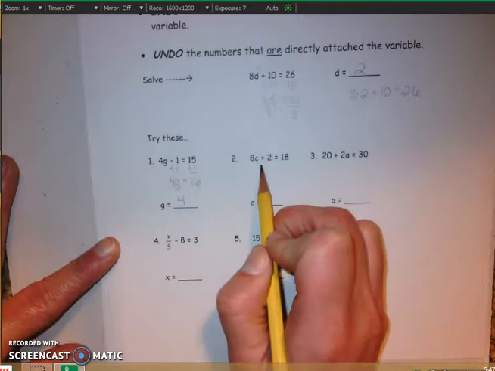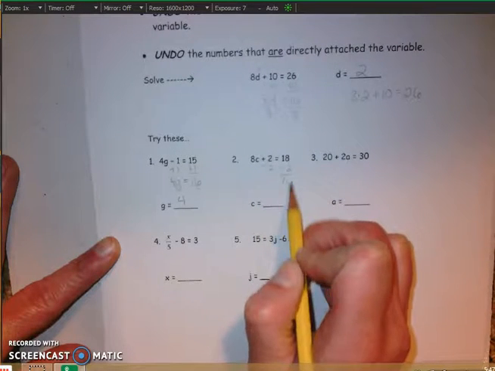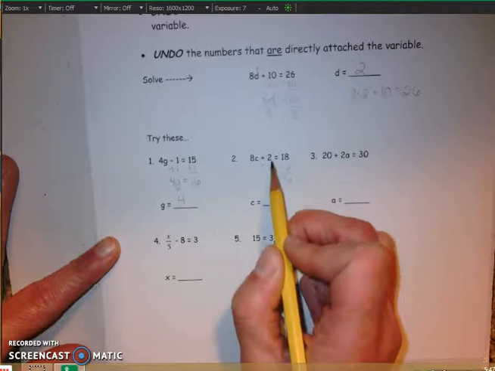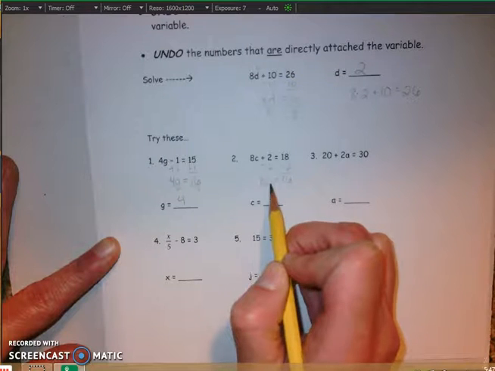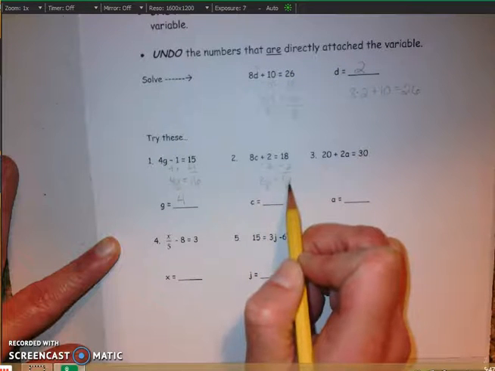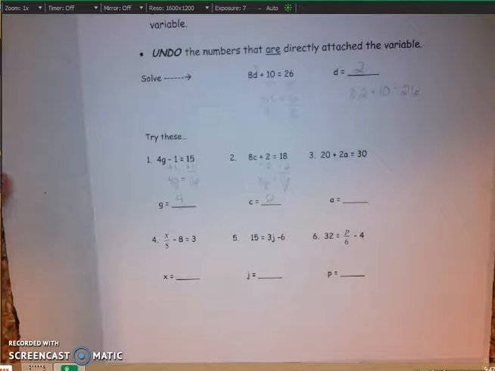First step, we're going to subtract 2. 18 minus 2 is 16. Bring down the equal sign. The 2's cancel. 8c. Next step, you're going to divide by 8. 16 divided by 8 is 2. Try number 3. Come back and check it.